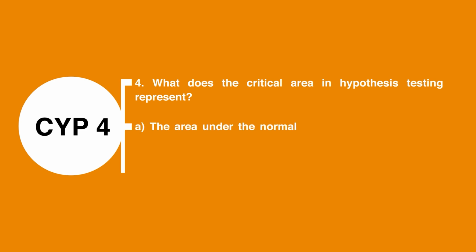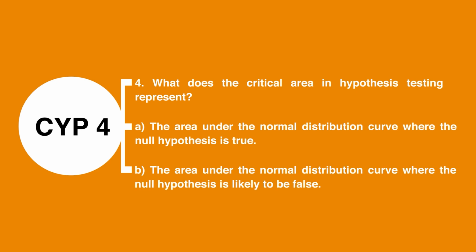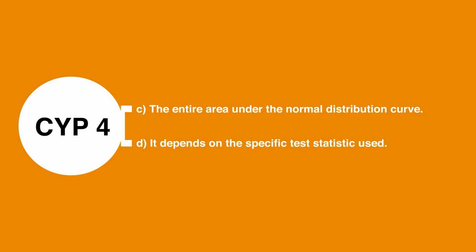Option A, the area under the normal distribution curve where the null hypothesis is true. B, the area under the normal distribution curve where the null hypothesis is likely to be false. C, the entire area under the normal distribution curve. And D, it depends on the specific test it is used in.